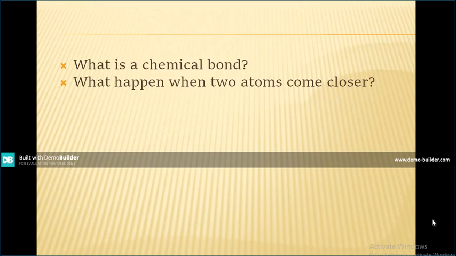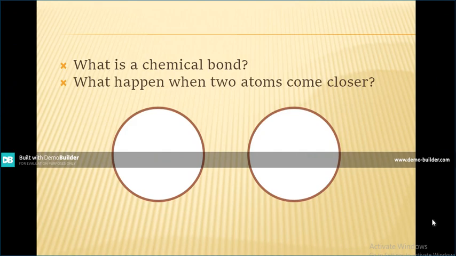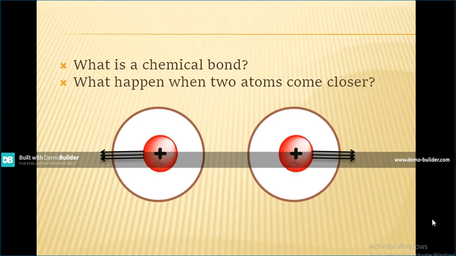In other words, what happens when two atoms come closer? Normally atoms are composed of two parts. The positive nuclei repel each other because they have the same signs. The other part is the negative electrons, which also repel. They move far away from one another because they have the same signs.